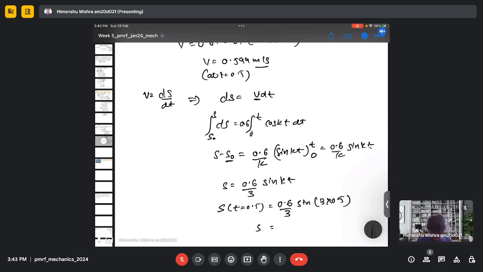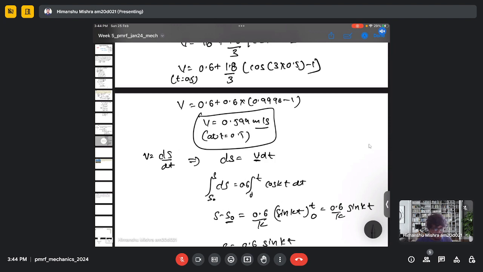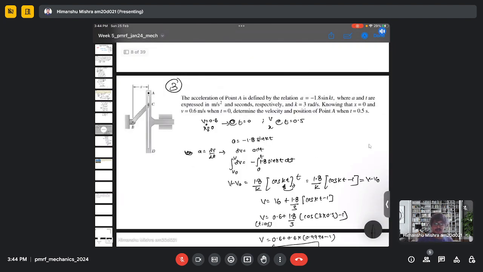So it will be s equals 199.5 milliliter. So this is my position at t equals 0.5, and this is the velocity at t equals 0.5. So it was similar to the previous question.